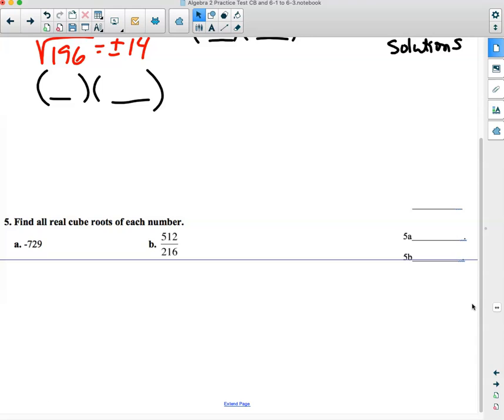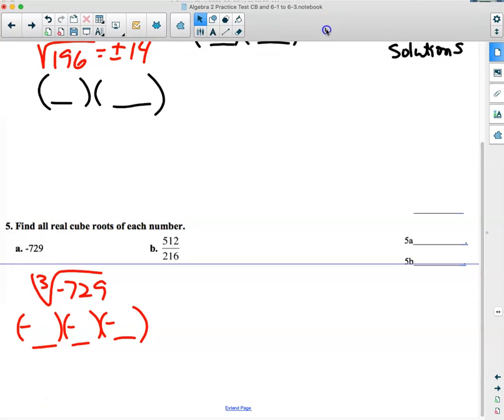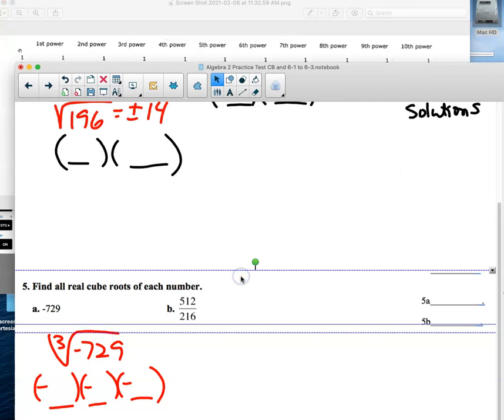Back to number 5 here, we see an A and a B, and it says find all the real cube roots of each one of these. So as I'm writing it down, I'm thinking cube roots only get one answer because this is 3 slots. And since that's a negative 729, it's going to have to be negative, whatever it is. So now, we'll go to the power chart. Third power, 729, there it is, all the way over to 9. So the answer to that one would be negative 9.